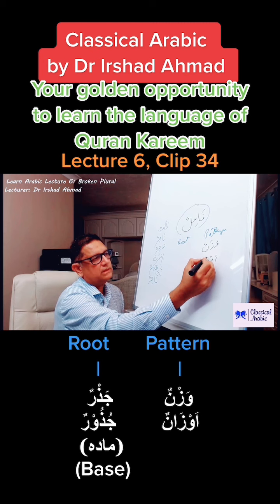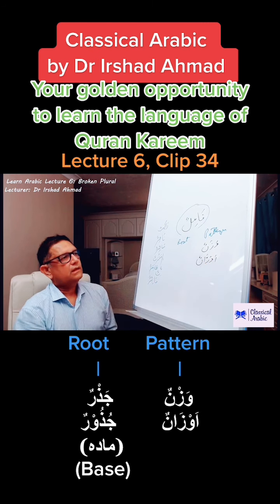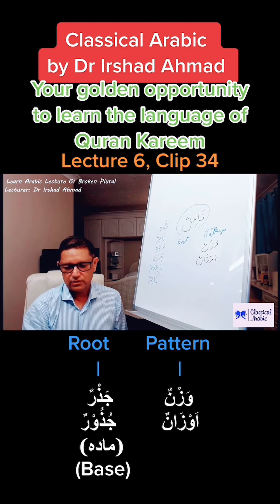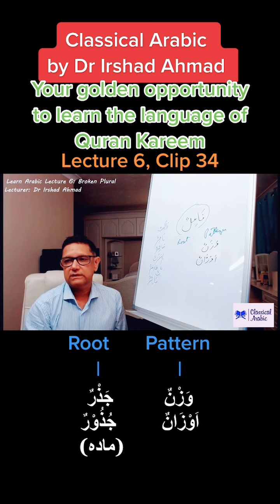And this is Jama Mukassar. Awzanun. So wazn and awzan. These are two important words as far as the Arabic grammar is concerned.